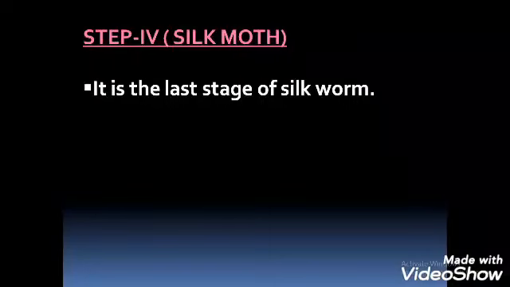Then the fourth and last stage is the last stage of the silkworm: the silk moth is formed. These are the four steps. Now we can move to a video which explains the life cycle of the silk moth. Let us watch the video.